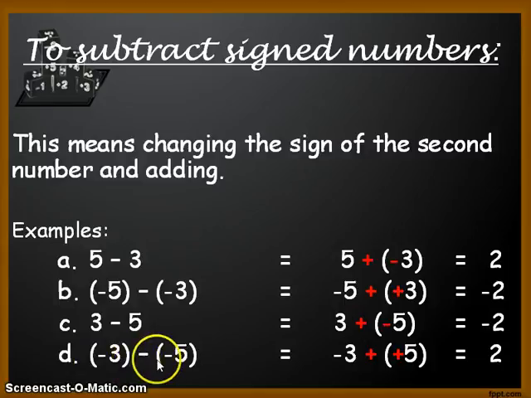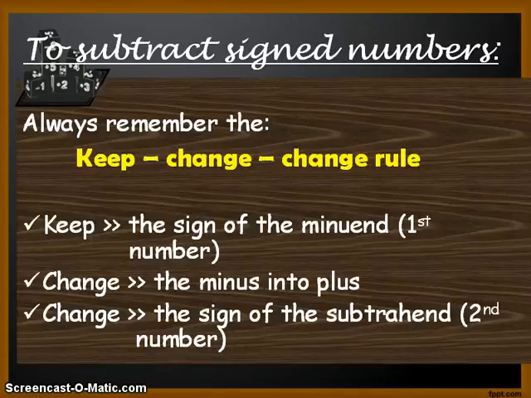Next is negative 3 minus negative 5. So that is negative 3. Subtraction becomes addition. Negative becomes positive. Then again, combine these two numbers, negative and positive. We have to subtract. Then the answer will be positive 2. Or you can always remember the keep change change rule. So you just have to keep the sign of the minuend or the first number, change the minus into plus, then change the sign of the subtrahend, the second number.